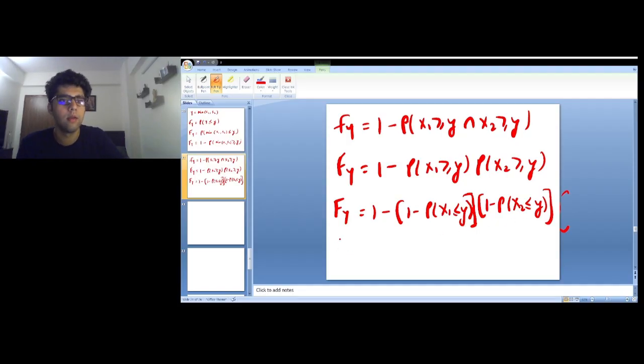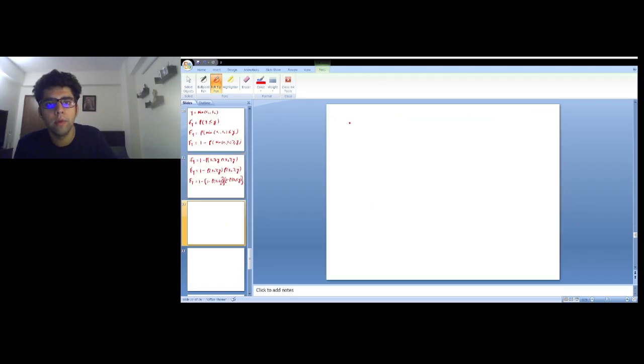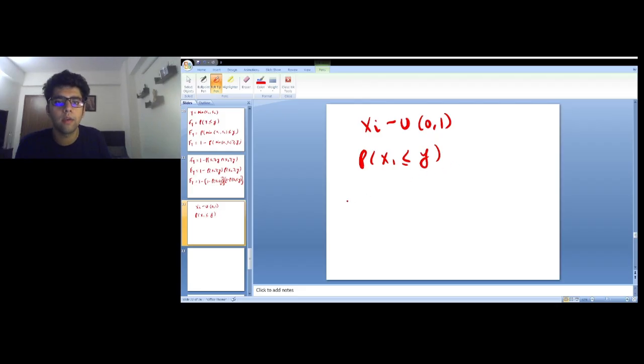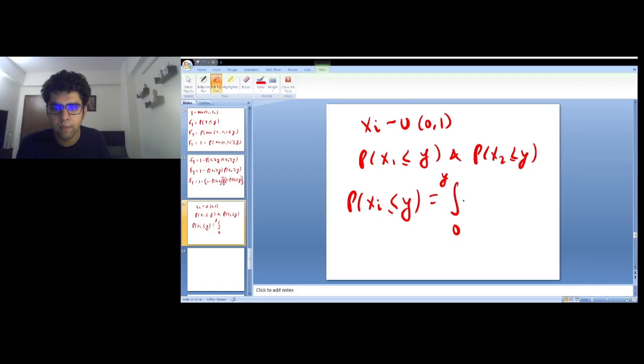We know that xi is uniformly distributed, and we need to find the probability of x1 less than or equal to y and x2 less than or equal to y, which are both equal. So we need to find the CDF, and we are given that xi is uniformly distributed from 0 to 1, so this becomes the integral from 0 to y.